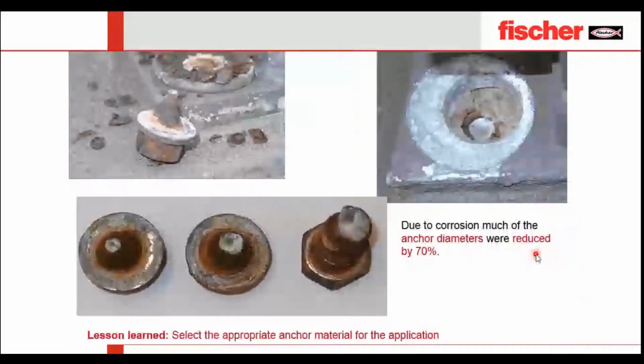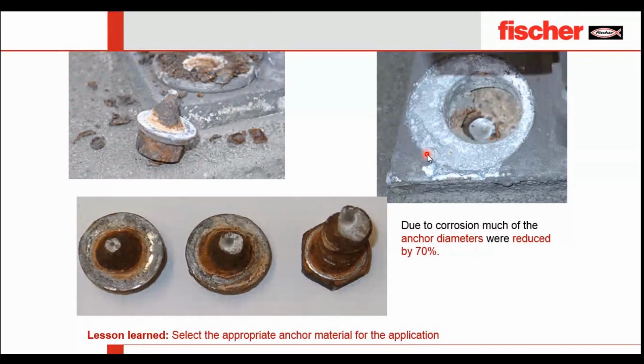There are a few more images which give more detail about the corrosion happening. Due to corrosion, the anchor diameter was reduced by 70%, which means over here it's only a head but no anchor. Similarly, the different images show how corrosion has affected the handrail, because they used a zinc plated anchor, which was not suitable for the atmospheric condition.